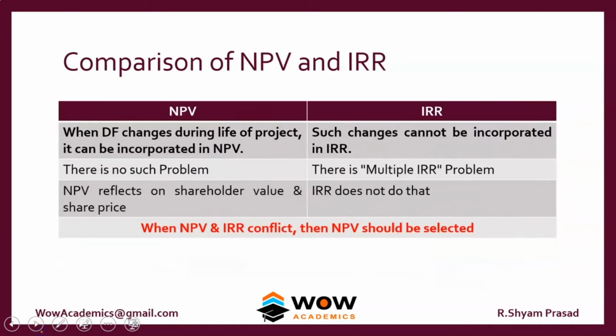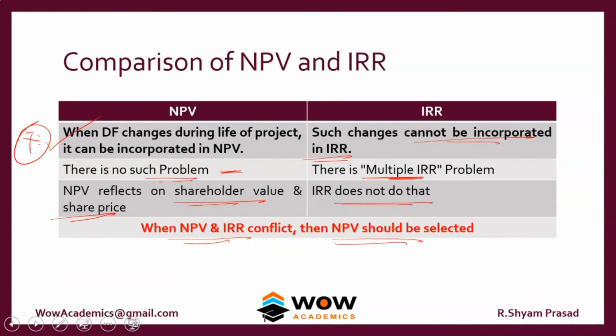So we'll still compare NPV and IRR. When discount factors change during the life of the project, it can be incorporated in NPV. That's again a very strong point for NPV. Such changes cannot be incorporated in IRR. There is no such problem of multiple NPVs here, but in IRR, we have the problem of multiple IRRs. NPV directly adds to the shareholder value and the share price. IRR doesn't do that. So you can see that NPV is far more superior to IRR.